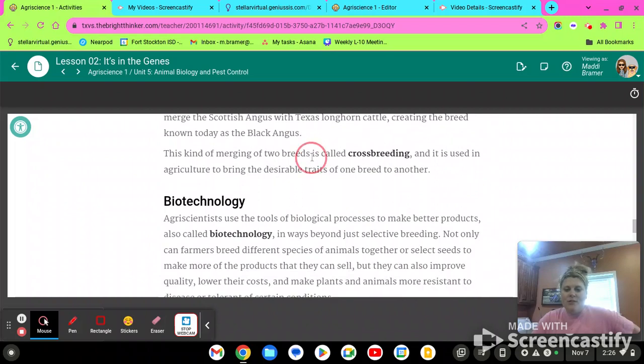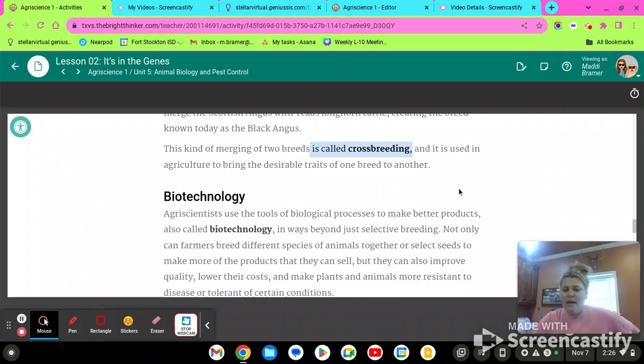So the merging of two breeds is called crossbreeding. And it's used in ag to find desirable traits. I've talked about this a lot, and it's a great example, so I'm going to use it again. The Brangus. You've got the Brahma and the Angus.